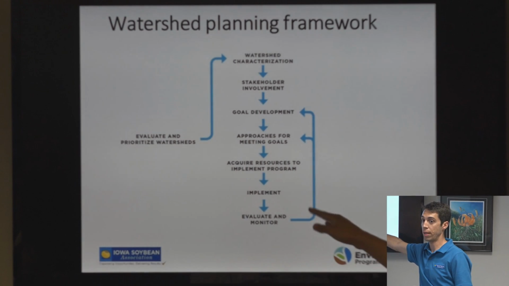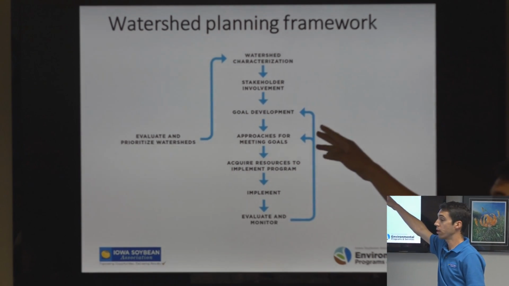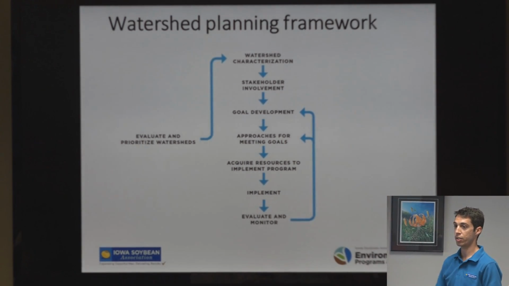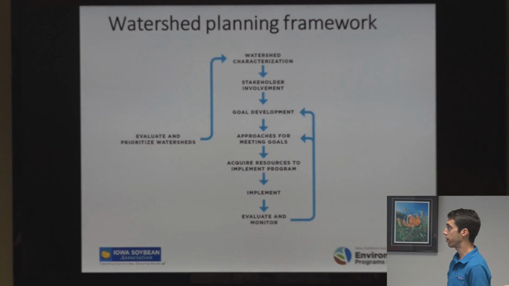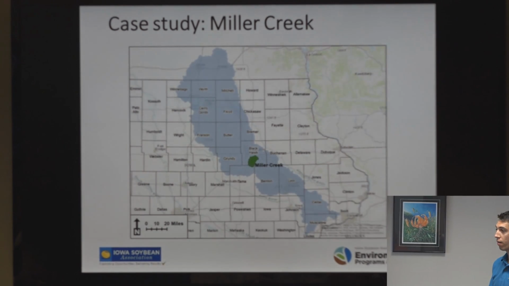So what we learn during the implementation phase of a watershed program can re-inform the goal development and how we're trying to meet those goals. So it's kind of an iterative process where we refine our approach on the way. So that's a high-level conceptual approach, but as an example of this watershed planning process, I'm going to use the Miller Creek Watershed, which is in south central Black Hawk County.